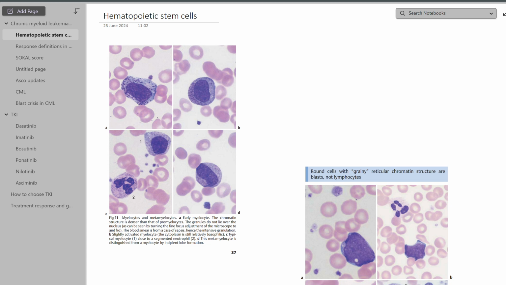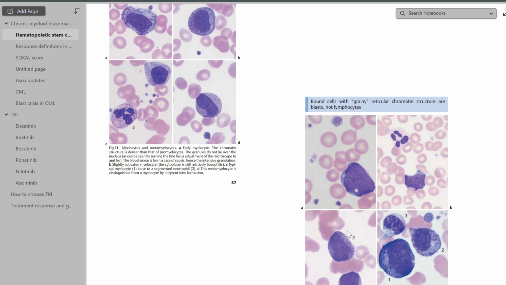This recap for CML is very important. CML has to be defined with a peripheral blood smear with a high WBC count, Philadelphia chromosome positive, with blasts less than 10%. Now, these are myelocytes and metamyelocytes, and these are not considered blasts.